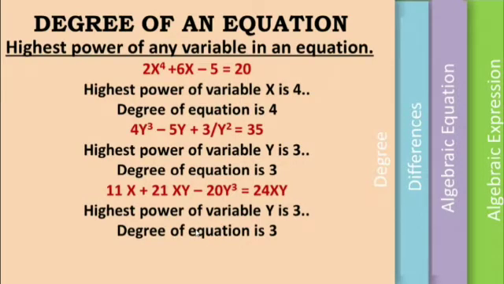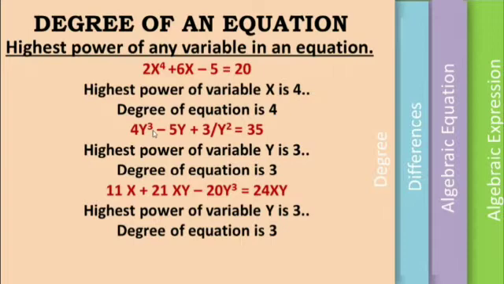Friends, let us now learn what the degree of a polynomial is. Polynomial is nothing but an equation or an algebraic expression. The degree of polynomial in one variable is the highest power of the variable in the algebraic expression. For example, in the equation 2x power 4 plus 6x minus 5 equals 20, the highest power of variable x is 4. How many variables are there in this equation? Only one, right? So, degree of equation is 4.